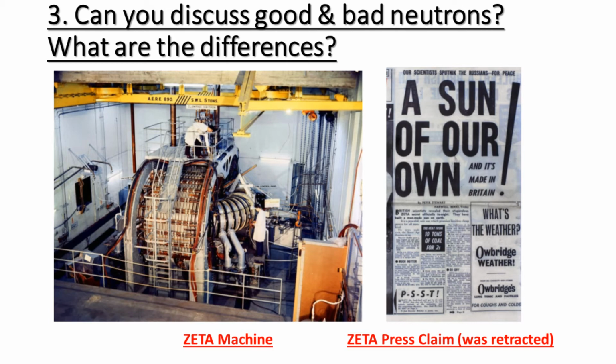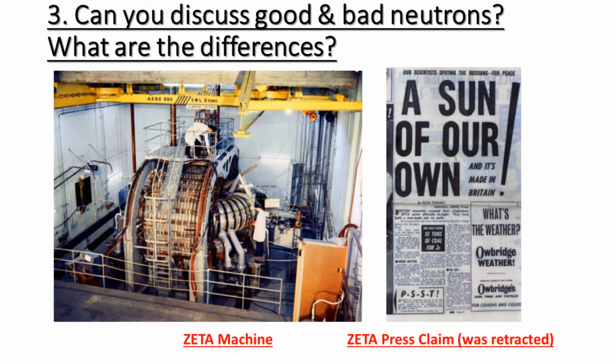The British measured neutrons coming off that device, and they rushed to the press to claim that these neutrons were from a fusion reaction. They did that probably because they were under pressure from their government to show evidence of fusion, and they were in a race with the Russians and the Americans to get there first.